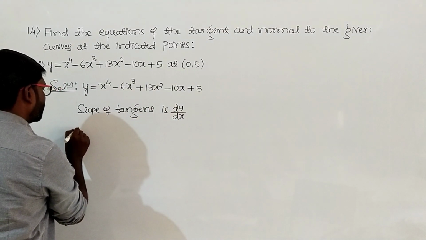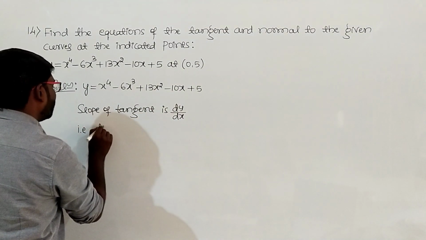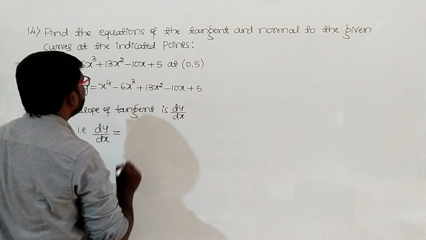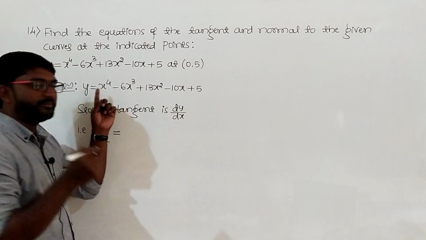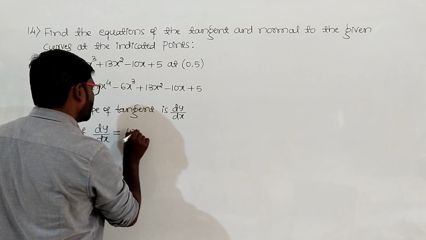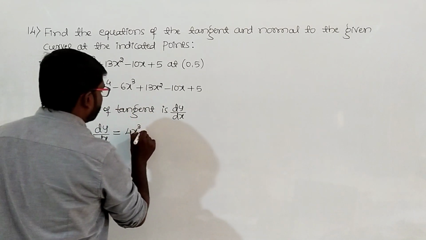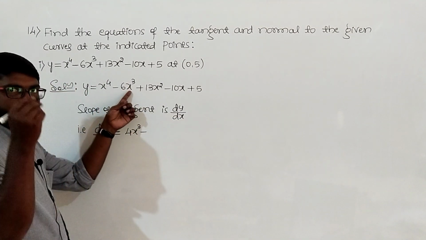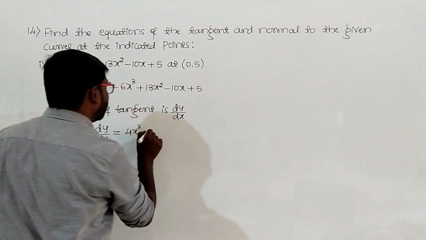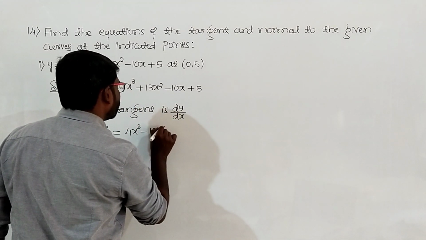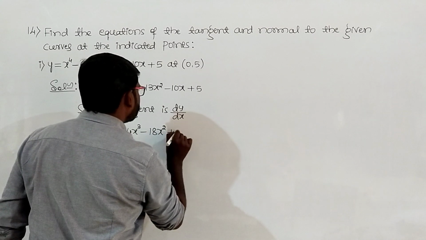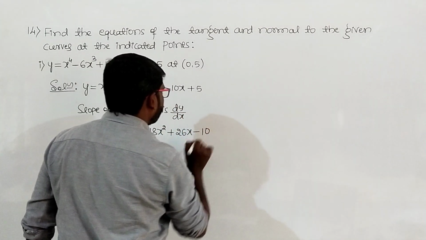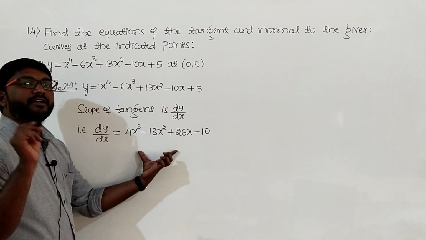So now dy by dx equals, derivative of x to the power 4 will be 4x cube, and then minus derivative of 6 into x cube. Derivative of x cube will be 3x square, 3 into 6 is 18. So 18x square, and then plus 26x, and then minus 10. This is the slope of the tangent.